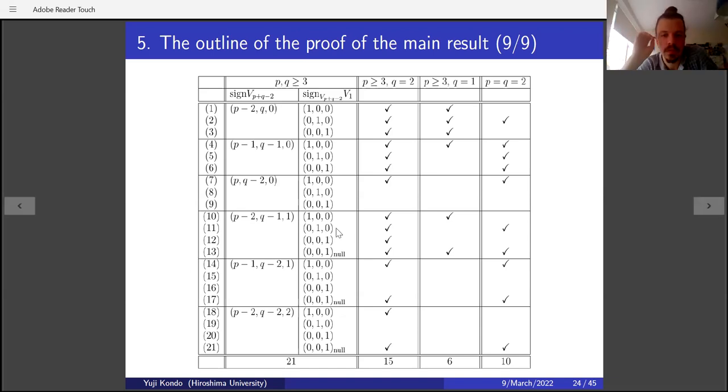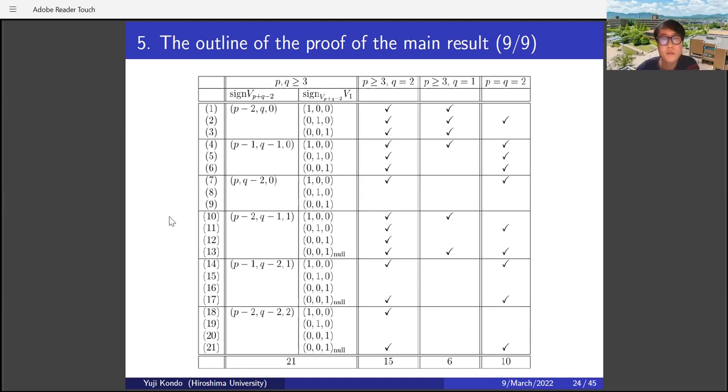Can I ask a question? Okay. So the signature of V1, if I'm not mistaken, was defined as the signature of the restriction of the standard pseudo-Riemannian metric on R^n to V1, right? Yes. So in this case, because V1 is just a line, it's basically either just plus one or zero or minus one. Yes. What do you mean when you write 001?